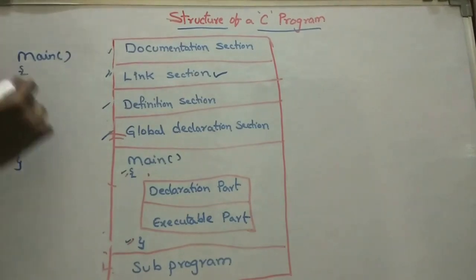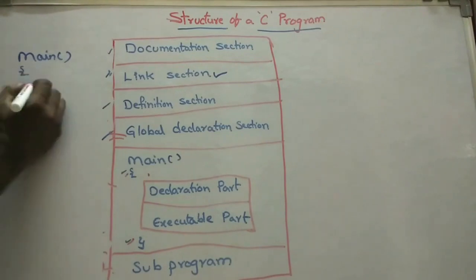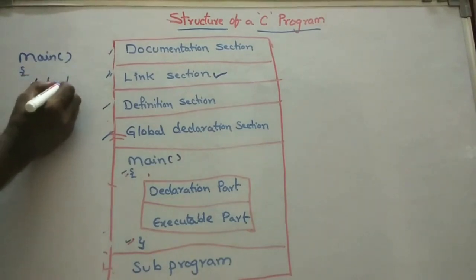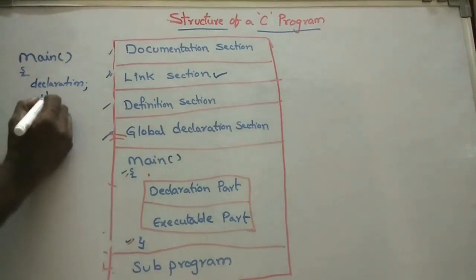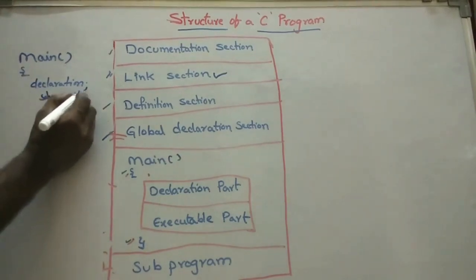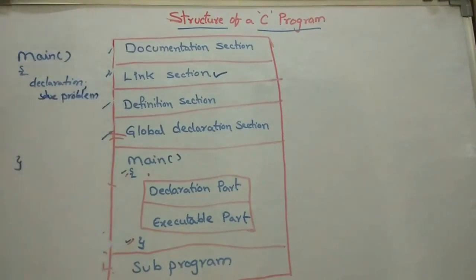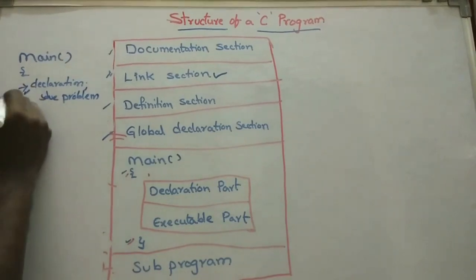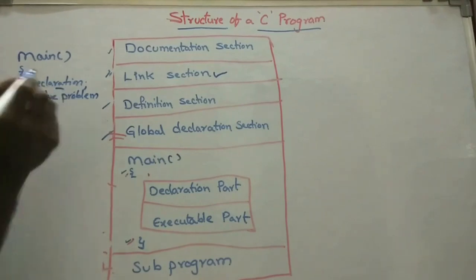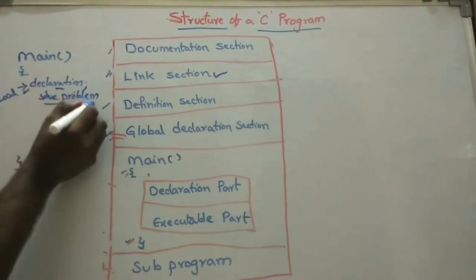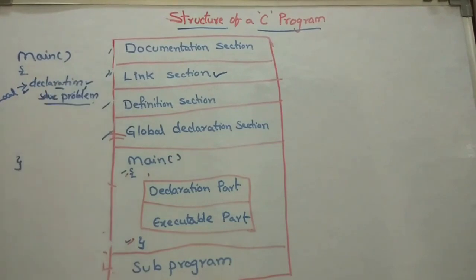Here again the main method is divided into two parts. One is the declaration part. What is meant by declaration part? What are the variables required to solve your problem? All the variables we declare here. That means this declaration is called a local declaration. Those variables we declare in the declaration part.